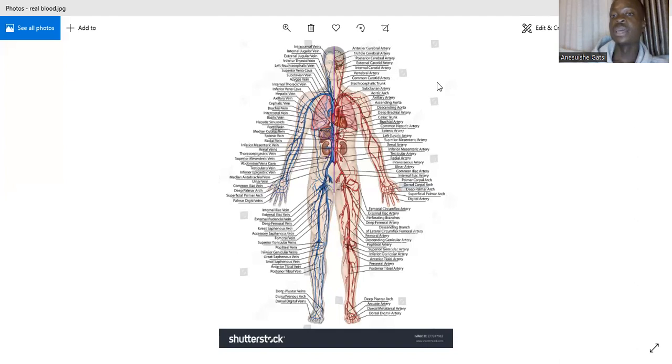Interestingly, the costocervical trunk on the left side is a branch of the first part of the subclavian artery. Then on the right side, it emerges from the second part. Right? Then from the third part, you talk of the dorsal scapular artery. Right?